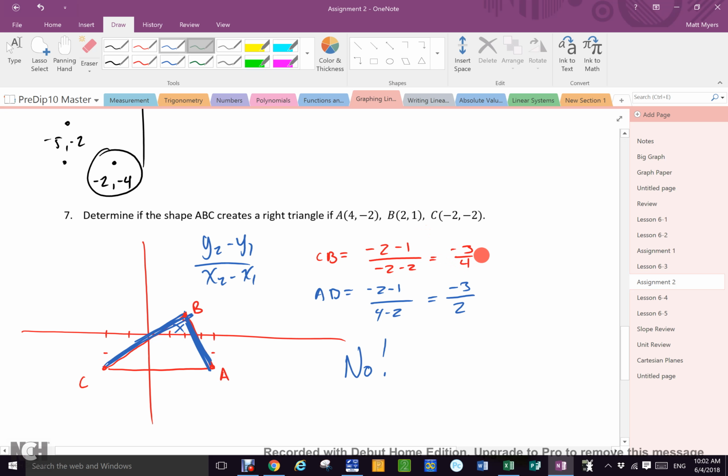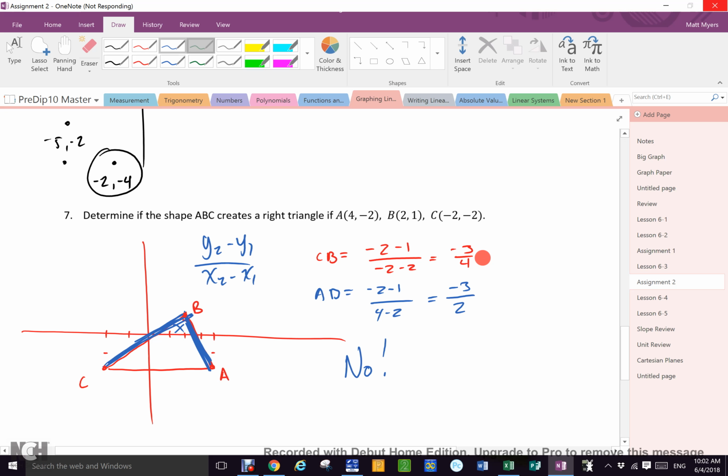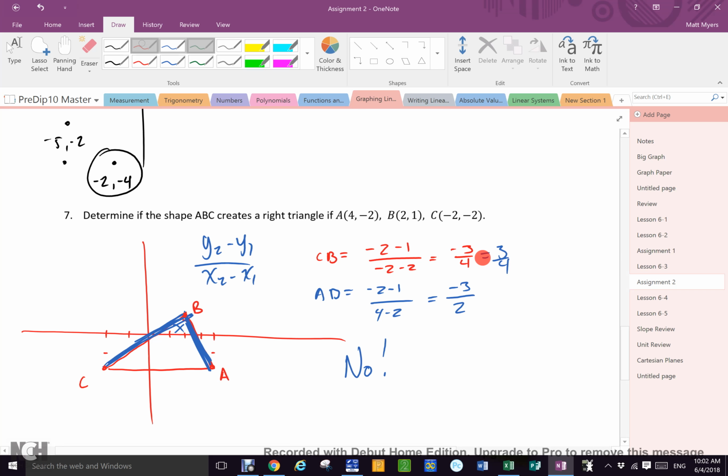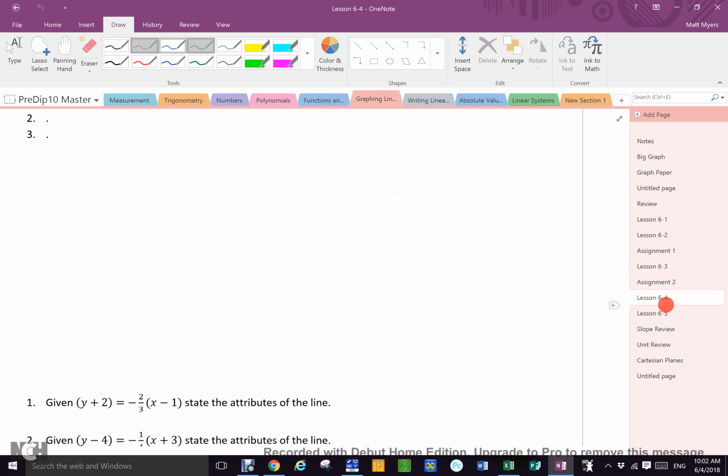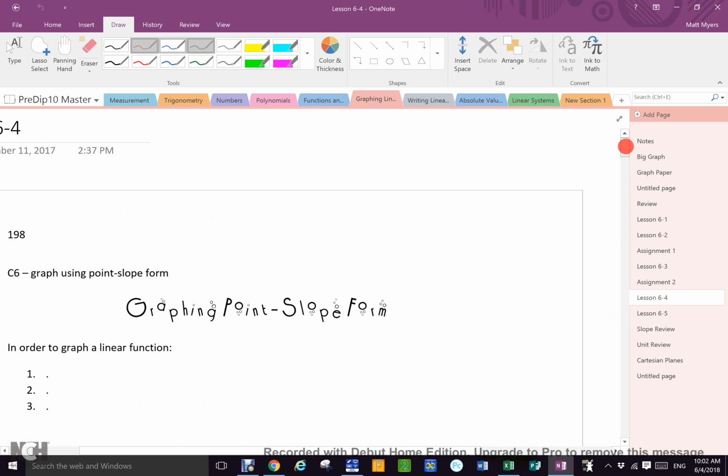Except that should have been positive 3/4. Negative 2 minus 1 is negative 3. Negative 2 minus 2 is negative 4. So it should have been positive 3/4. Everybody? Excellent. We did 6-3. So give yourself a mark out of 14. Let us move on to 6-4.